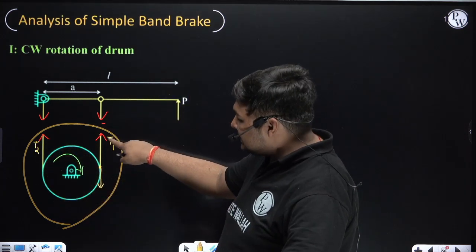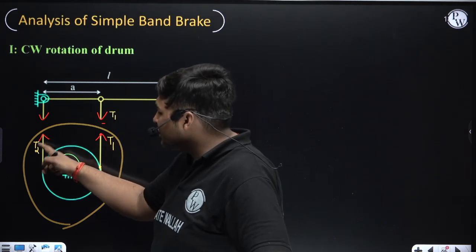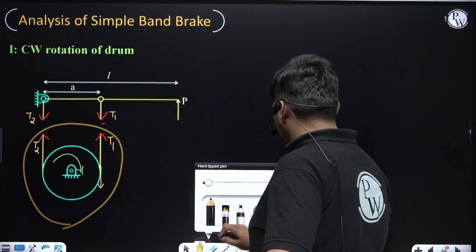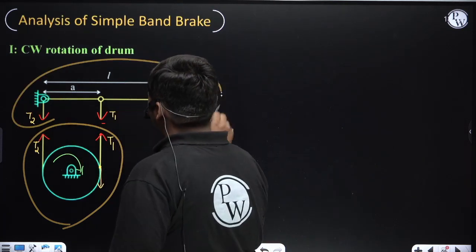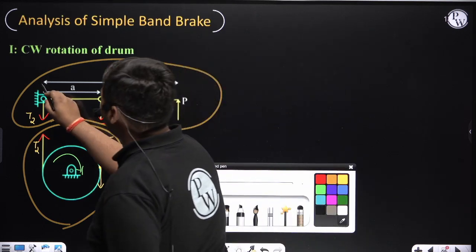Now here tension is coming T1, just equal and opposite tension will come here. Here tension is T2, just equal and opposite tension will come here. So this is the FBD of lever, and in the FBD of lever, this point is the fulcrum O.